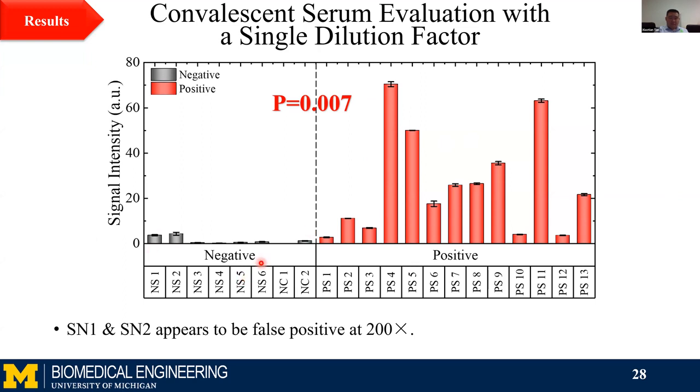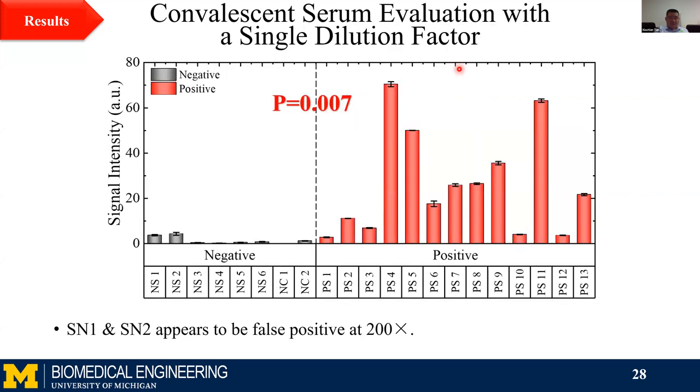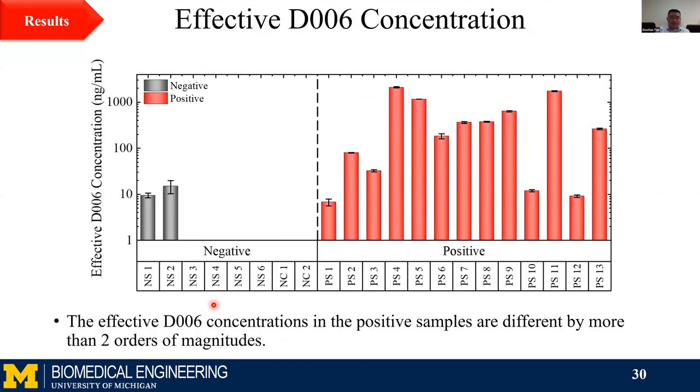And now we decided to convert this back to the effective calibrator antibody concentration. So we use this red calibration curve to convert the signal intensity shown here into effective D006 concentration. And here are the results after the conversion.